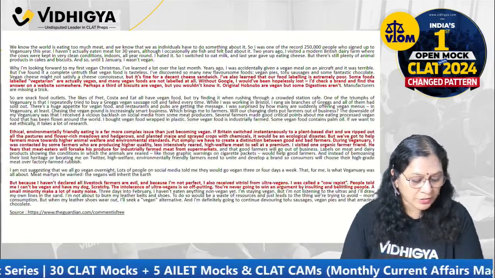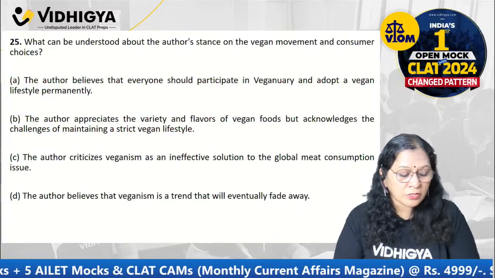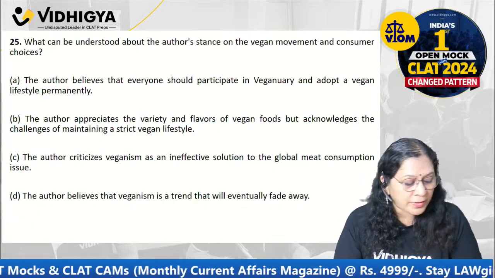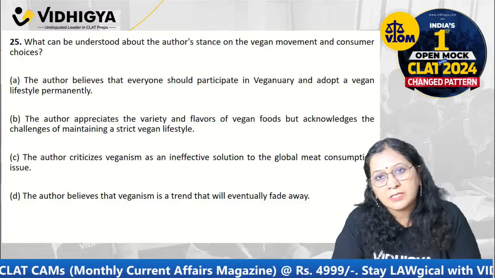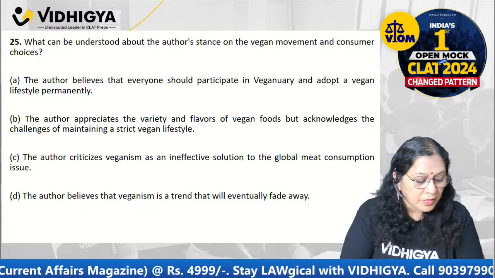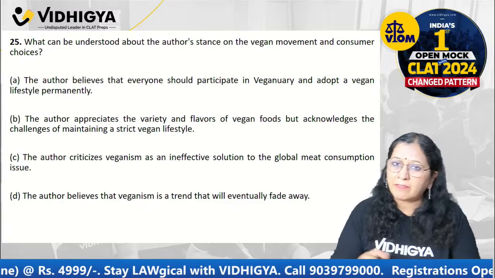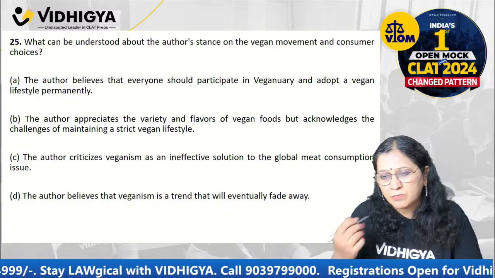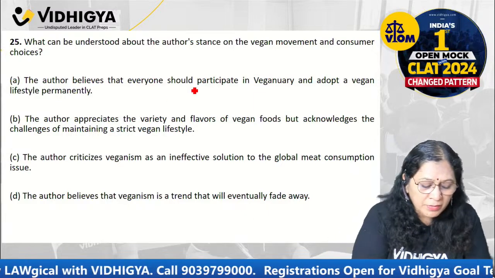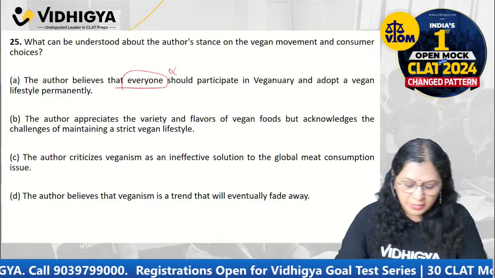Coming to the last question, what can be understood about the author's stance on the vegan movement and consumer choices? Again, his stance means what was his take or what did he consider this to be? Author believes that everyone should participate in everyone. But everyone he had said for himself, that whenever I feel like it, then we will become vegan. So everyone was a very strong word, so that will be eliminated.